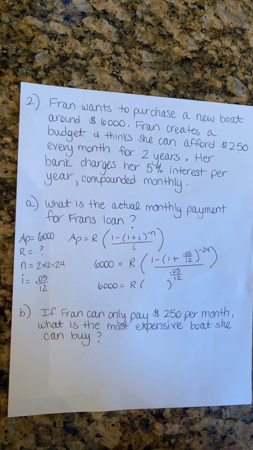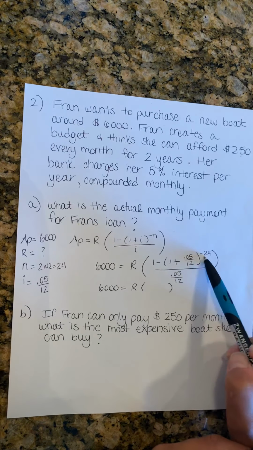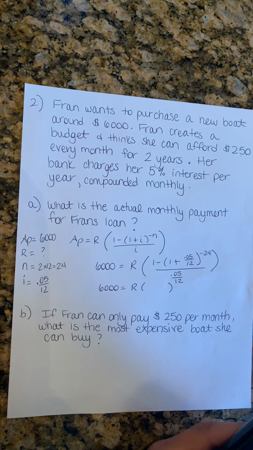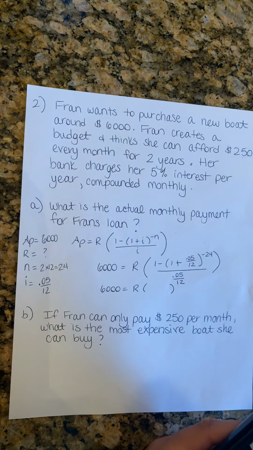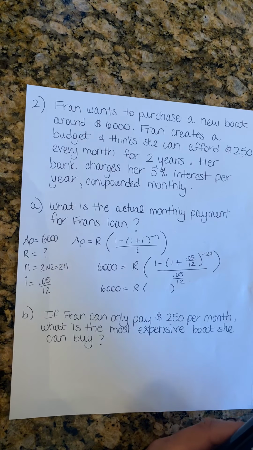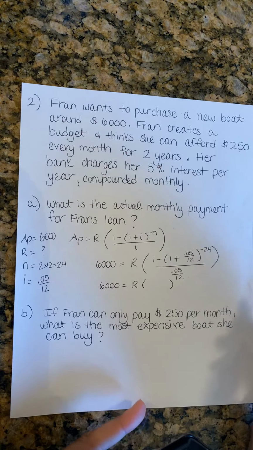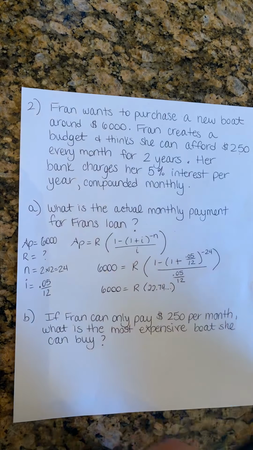Same way I did it before, I'm going to do 0.05 over 12. I'm going to add 1 to it. I'm going to raise that to the negative 24. I'm going to do 1 minus that big decimal. I'm going to divide that by 0.05 over 12. So this whole big parenthesis actually comes out to 22.79 dot, dot, dot.